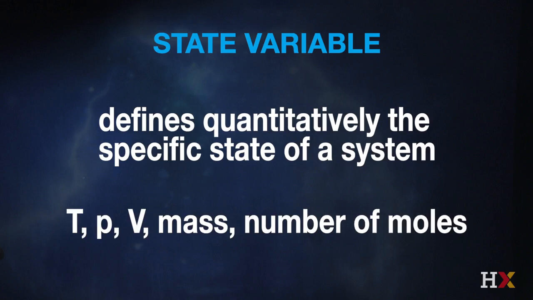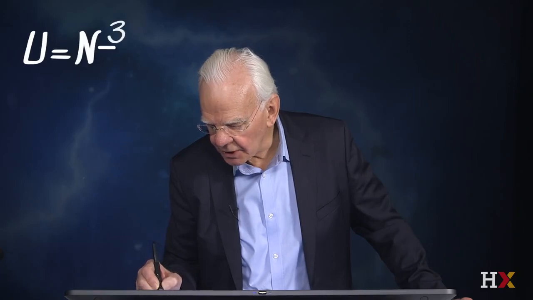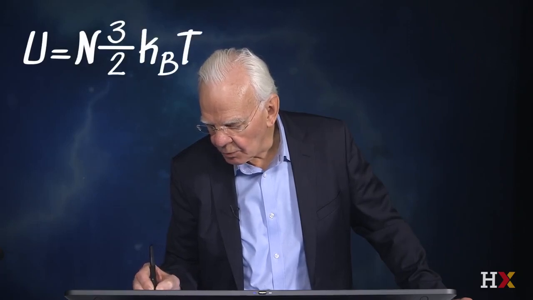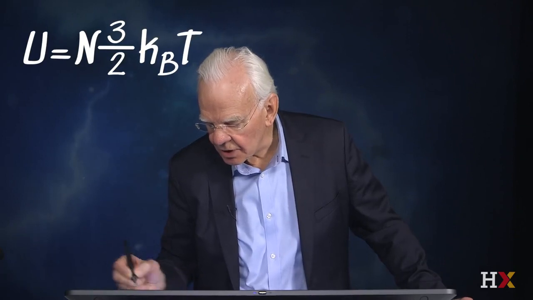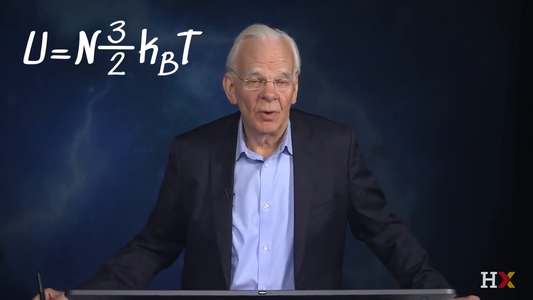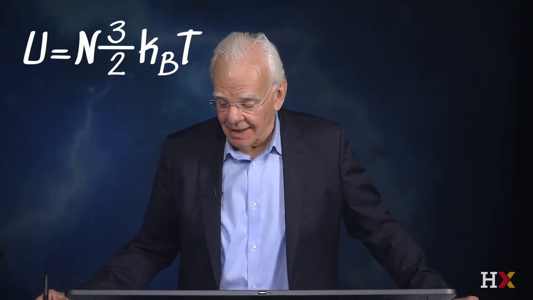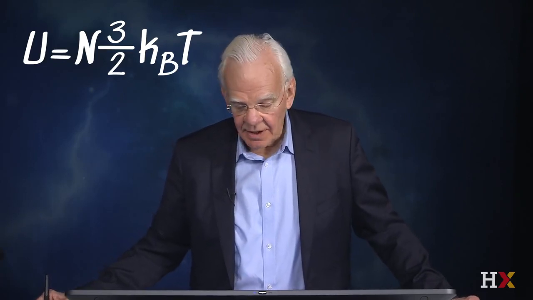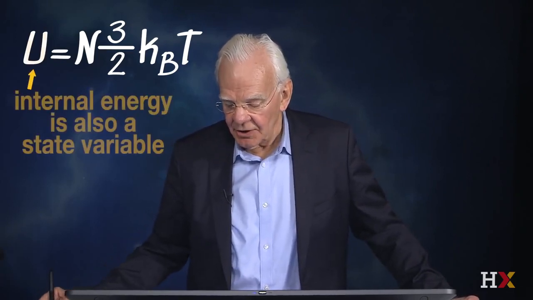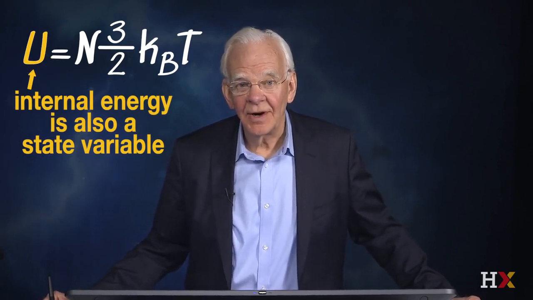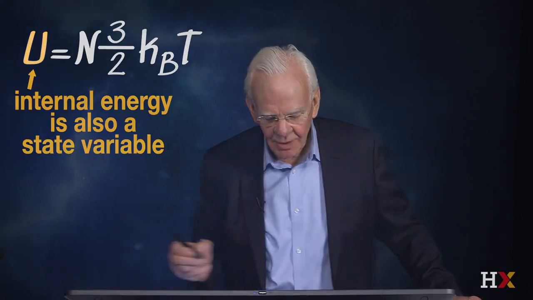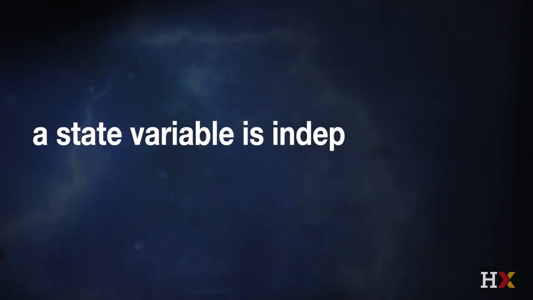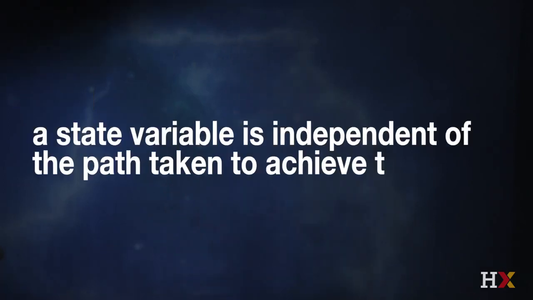Now, if the temperature is a state variable, we know that we can write the internal energy as the number of molecules, 3/2 Boltzmann constant times the temperature. Well, N is constant. Of course, the Boltzmann constant is a constant. And if the temperature is a state variable, then it means that the internal energy, the thermal energy of the system, is also a state variable. But here's the key point. A state variable is independent of the path taken to achieve that state.